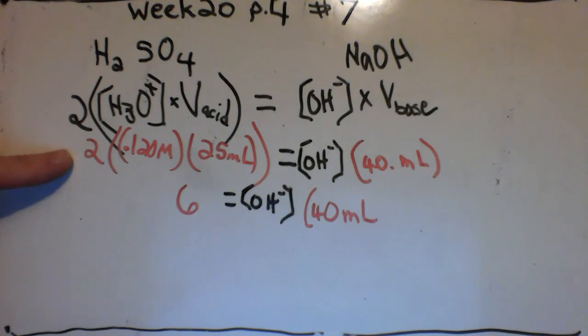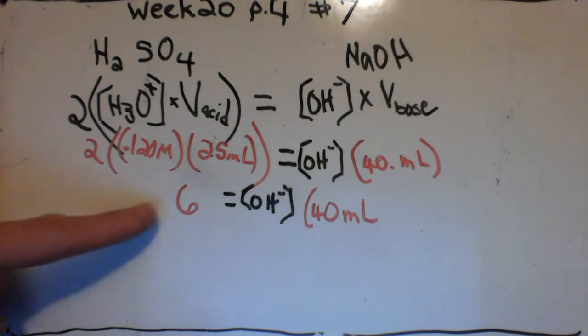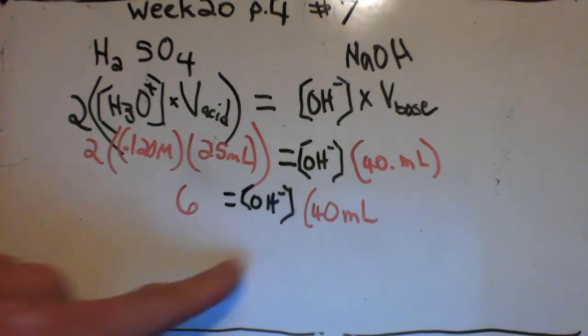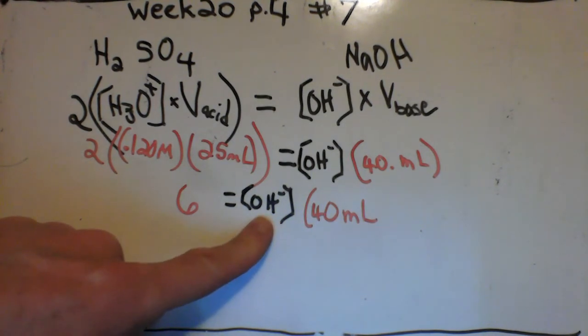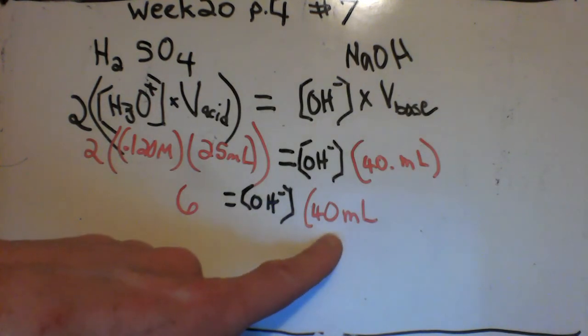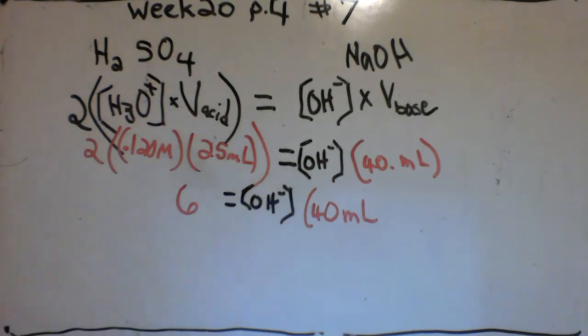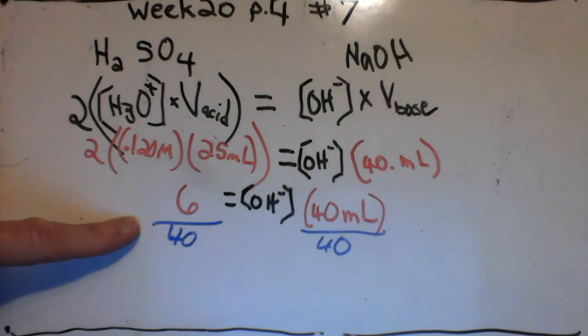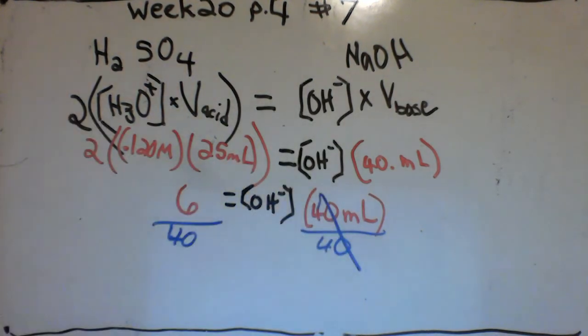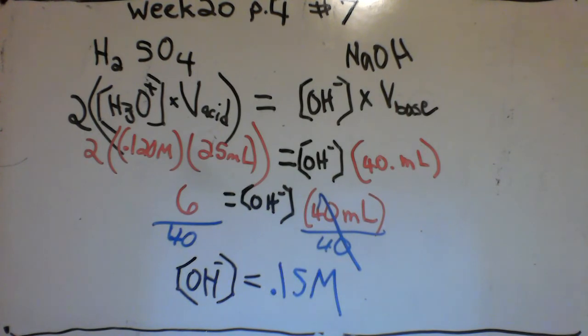So we replace the variables with numbers, and it turns out that this side is equal to 6. This side has a variable still, the unknown concentration of hydroxide, and 40 milliliters is the volume of hydroxide, or sodium hydroxide. We divide both sides by 40. This cancels. And it turns out that the concentration of hydroxide is 0.15 molar.